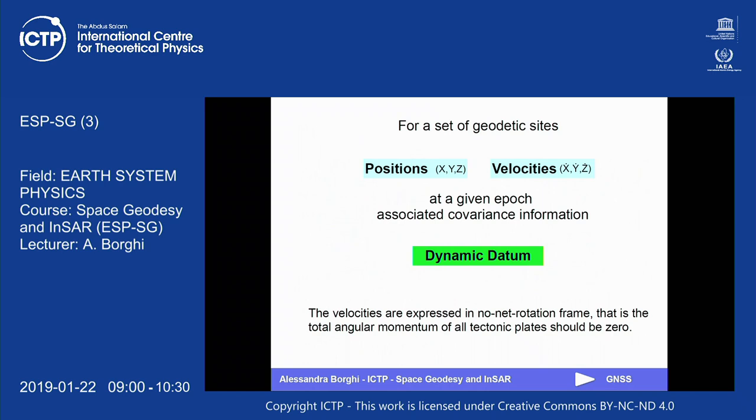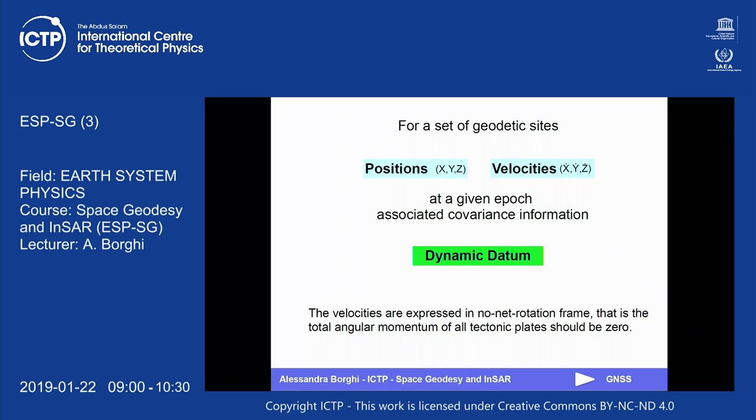For a set of geodetic sites, we need to know the position, x, y, z, and the velocity of the point, because it's a dynamic datum. Datum is a Latin word that means reference. Often in geodesy we speak about datum instead of reference frame. It means the set of well-known coordinates, points with well-known coordinates and velocity. And I have to know this because it's a dynamic datum.